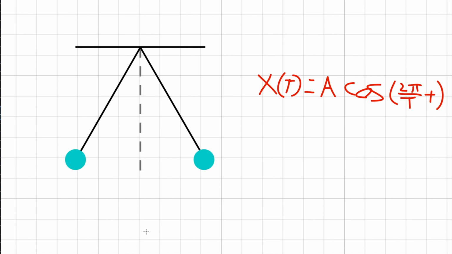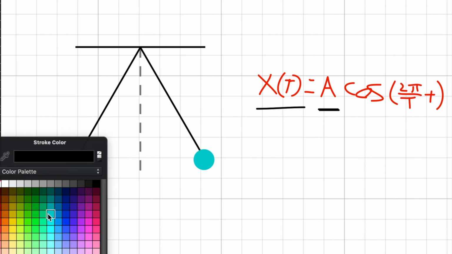We know the formula for any simple harmonic oscillator. It's x as a function of time is equal to the amplitude times the cosine of 2 pi over T times time, where T is the period. So that is the equation for any simple harmonic oscillator. What is the equation for a pendulum?